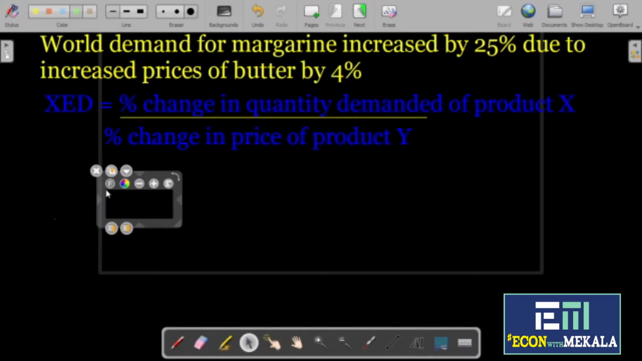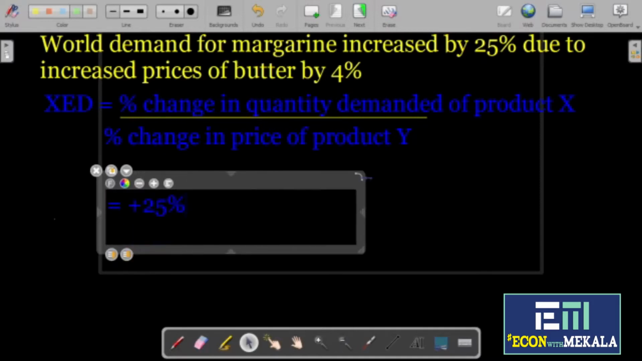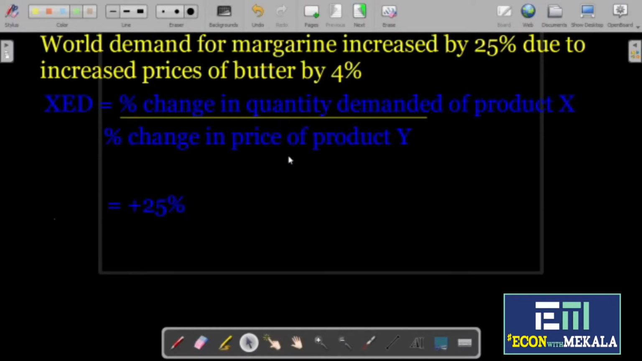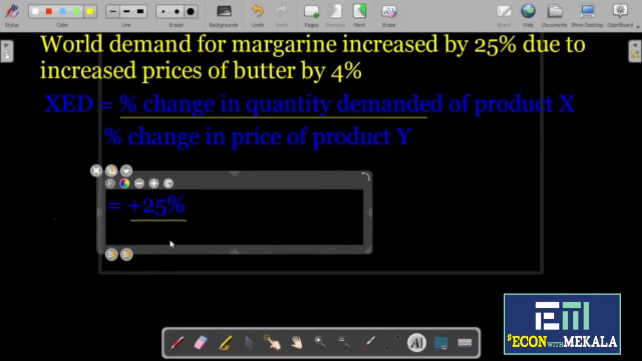World demand for margarine increased by 25%. So that is the percentage change in quantity demanded. So I'm going to record it as plus 25%. Why did I consider it as a plus? Because world demand for margarine increased. So increase means plus. Then due to increased prices of butter by 4%, if you look at the percentage change in price, that has also gone up. So that is also another positive value. So 25% divided by 4%.